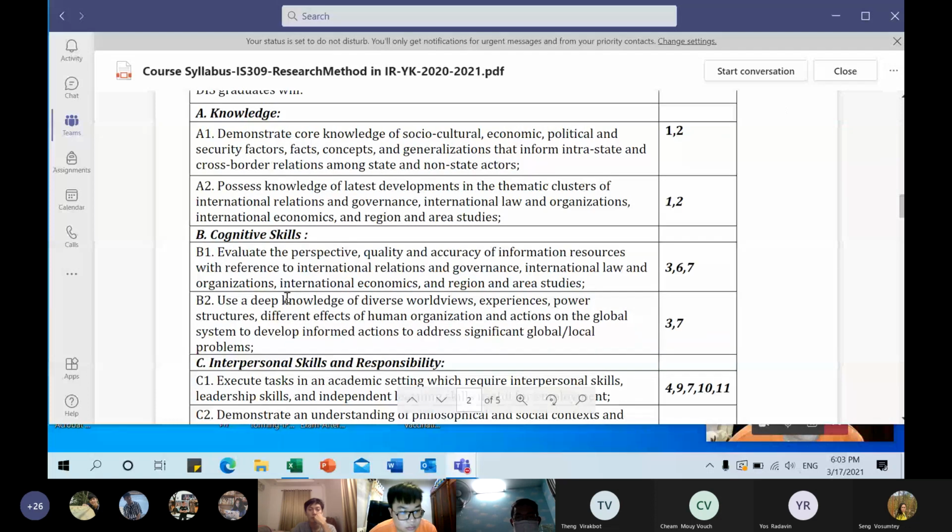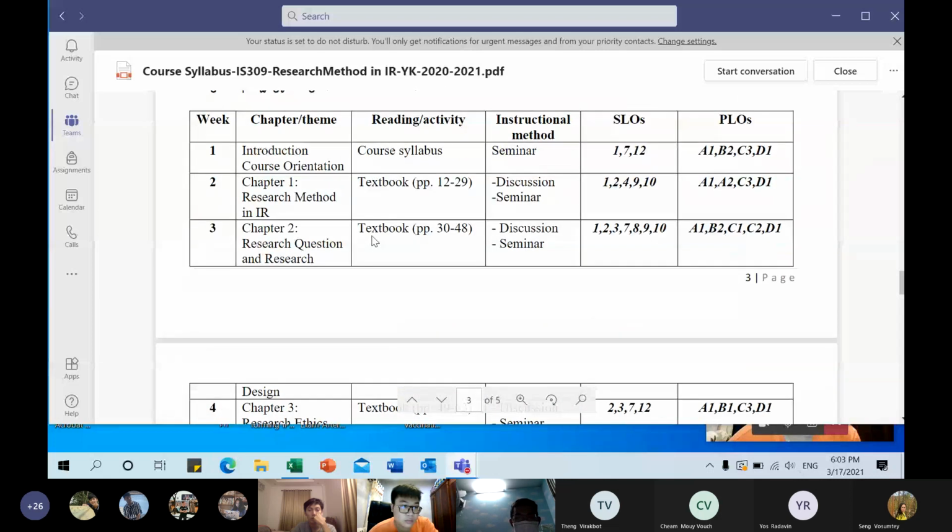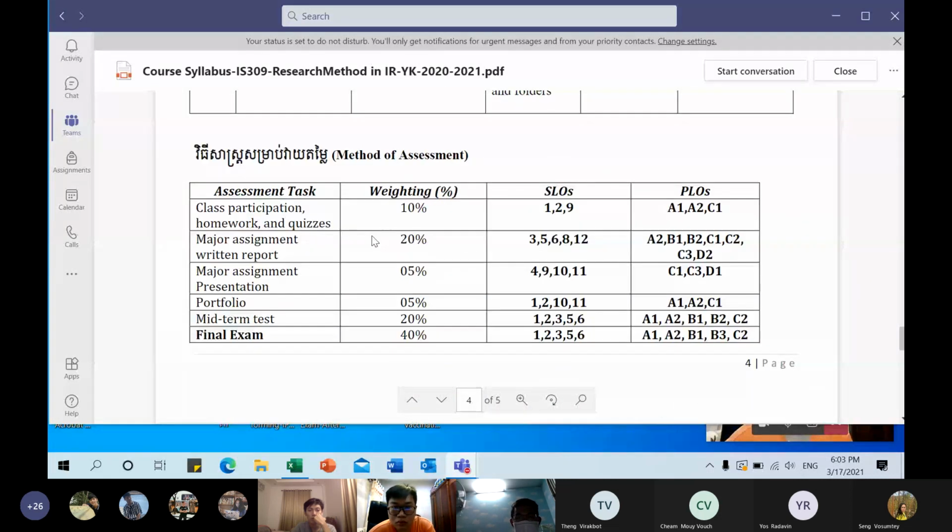I would like to highlight a point in the method of assessment. Similar to the previous class, we have class participation, quiz, and so on. Major assignment accounts for 20%. Presentation accounts for 5%. Portfolio, everyone. Portfolio here means that it's a group work, just like the assignment and the presentation. So this is all group work. Major assignment and presentation and portfolio are group works.